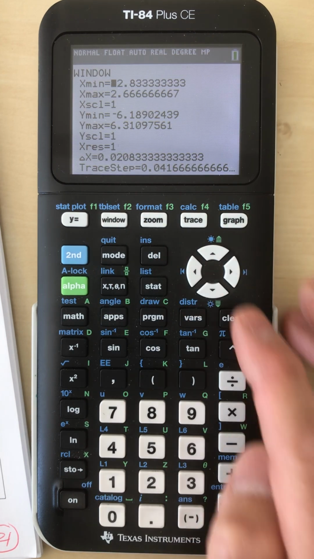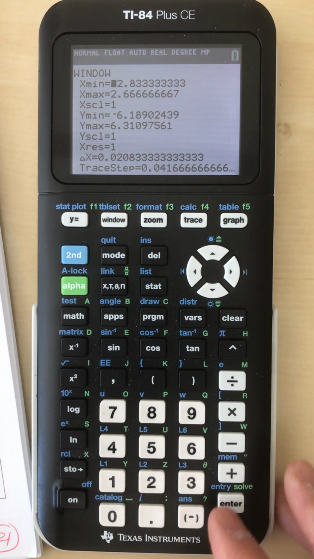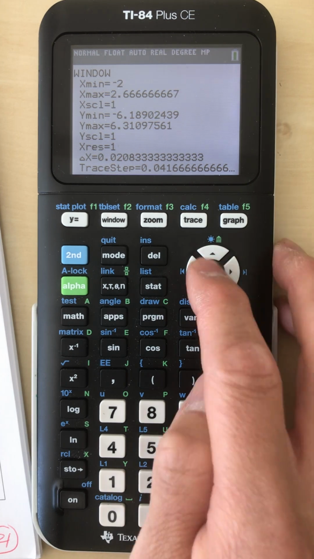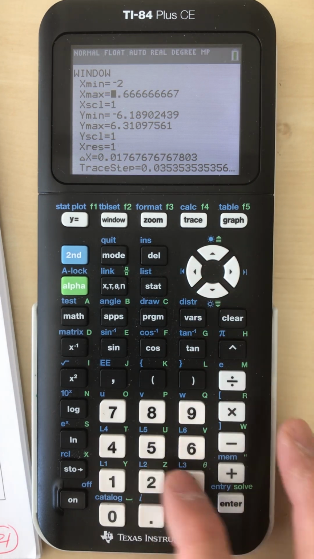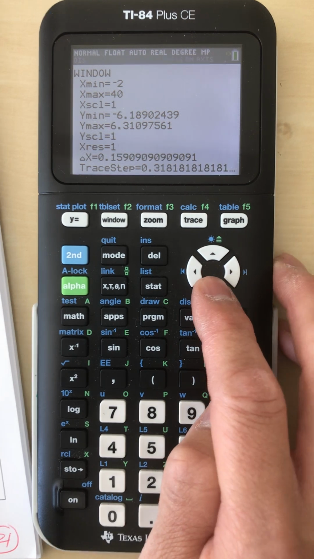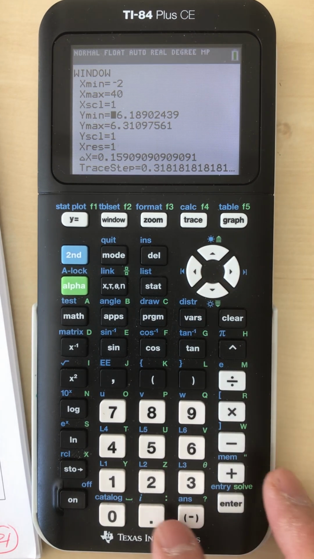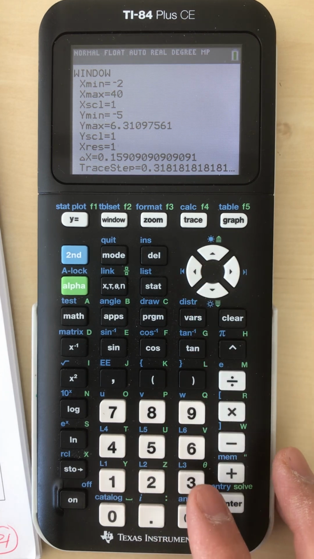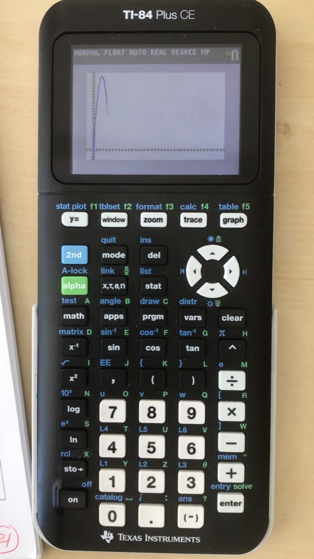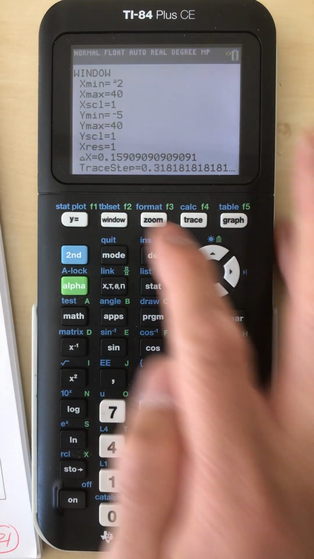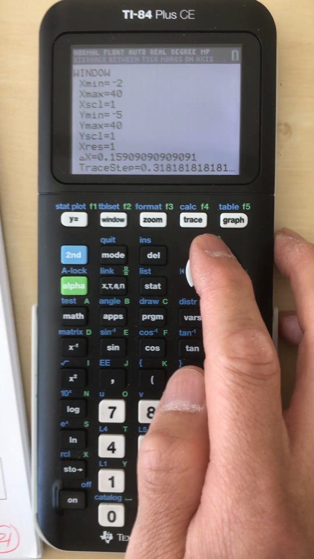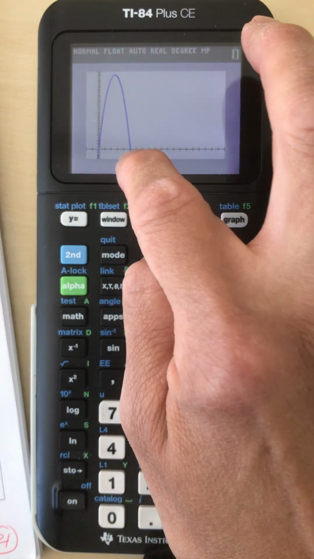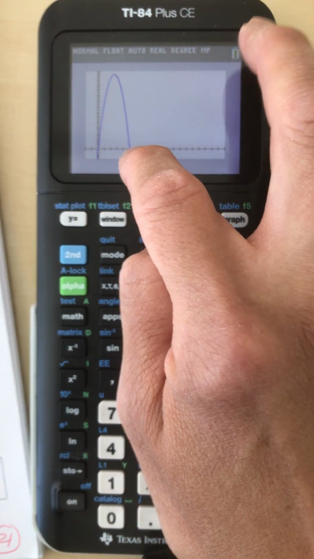Okay, and let's just reset our window here. Let's go -2 is fine. X max of 40 is great. Y minimum, let's leave it at -5, and then y maximum of 40. So when we graph it, there it is. I'm going to adjust the x max to about 20. Let's spread it out a bit. There we go. Okay, so we can clearly see the x-intercept on the right side.